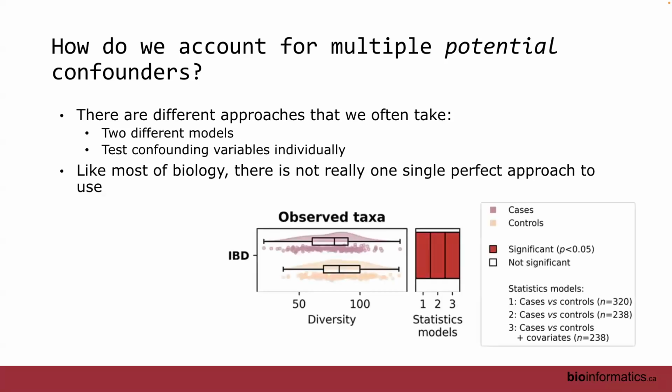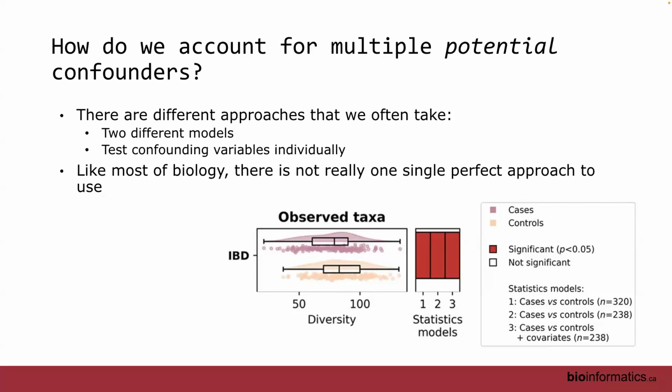And so if we're looking at using a couple of different models, this is an example that we did recently where we looked at people with IBD and people without IBD. Essentially, in this first statistical model, we were just looking at cases versus controls. For these participants, not every single one of them had every single metadata variable. And so then we reduced the numbers of participants to just those that had all of the available metadata. And yep, we saw that there's still a significant difference.